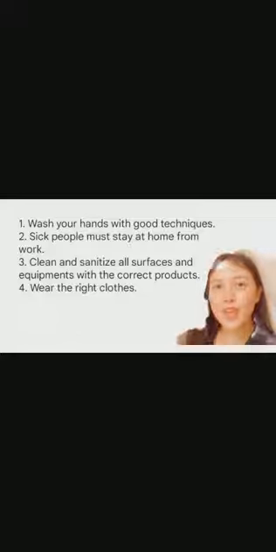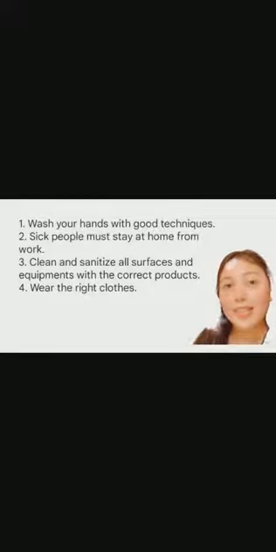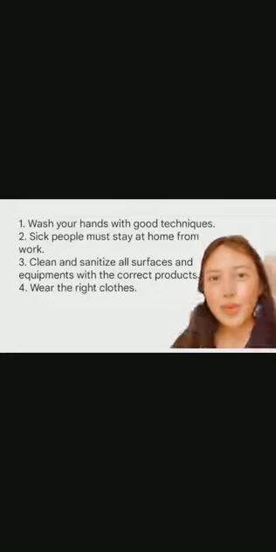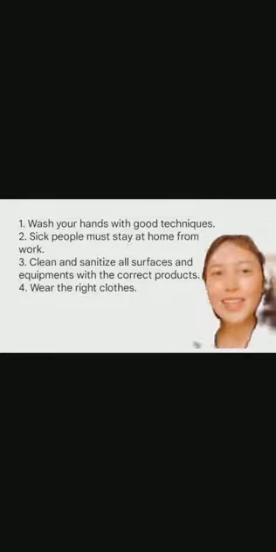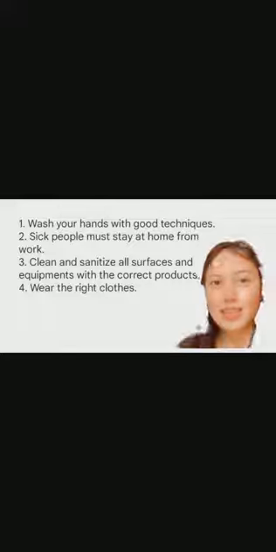First, wash your hands with good technique. It is to avoid bacteria and viruses that might be on your hands. The second way to prevent microbial contamination is that sick people must stay home from work. It is to avoid bringing the bacteria and viruses that make you sick to your workplace. The third way is to clean and sanitize all surfaces and equipment with the correct product. It is to secure that there are no bacteria, viruses, or parasites in your workplace.